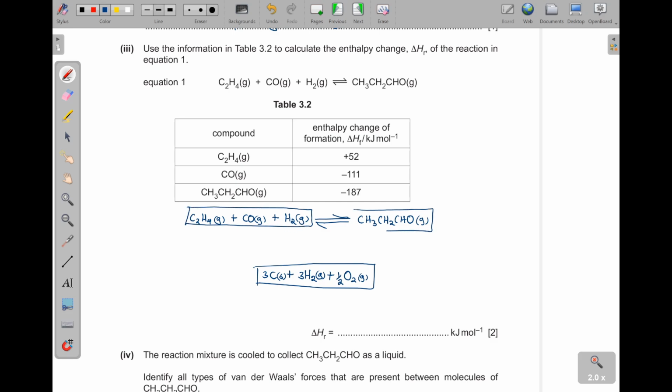Now I'll put this one in here. We are going to use Hess's law. We also get carbon monoxide, but the enthalpy change of formation of hydrogen, since this is an element, will be 0, so I don't put it there. The enthalpy change of formation of this one is also given. For propanol, that is negative 187. For carbon monoxide, it is negative 111. And for ethene, it is positive 52.